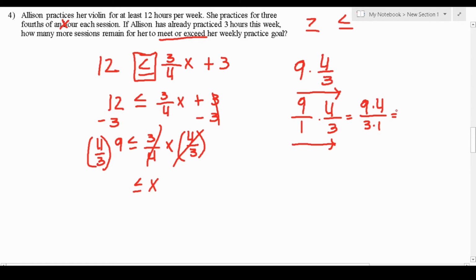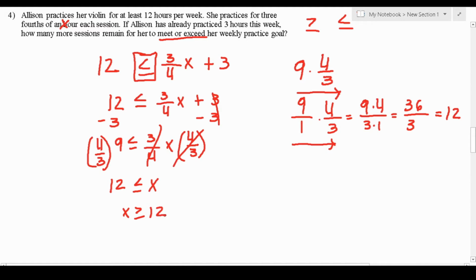9 times 4 is 36 over 3 times 1, which is 3. 36 divided by 3 is, 3 goes into 3 one time, 3 goes into 6 two times. Therefore, we know 9 times 4/3 is going to be 12. If we rewrite this with the variable on the left, x is greater than or equal to 12.